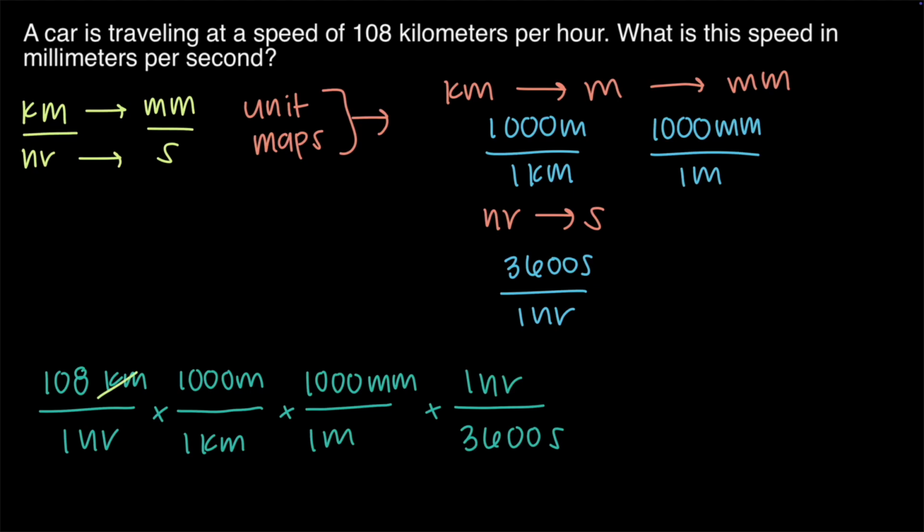The kilometers cancel out, the meters cancel out, the hours cancel out, and we are left with millimeters per second, the units needed for the answer. Multiplying and dividing all values, we get 3.00 times 10 to the 4th millimeters per second.